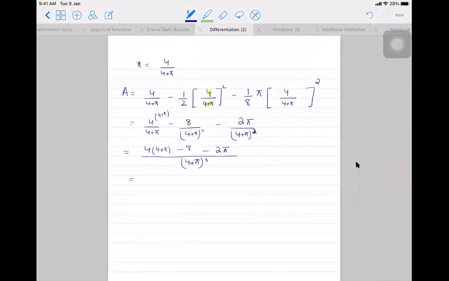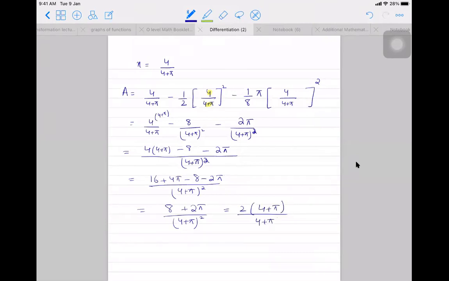Okay. Then if you simplify this, you get 16 plus 4 pi minus 8 minus 2 pi over 4 plus pi squared. 16 minus 8 is 8. 4 pi minus 2 pi is plus 2 pi over 4 plus pi, the whole thing square. If I take 2 common from the numerator, I'm going to get 4 plus pi. The denominator has 4 plus pi square. This can be simplified further to give 2 over 4 plus pi. This is the area. This is the stationary value of the area.